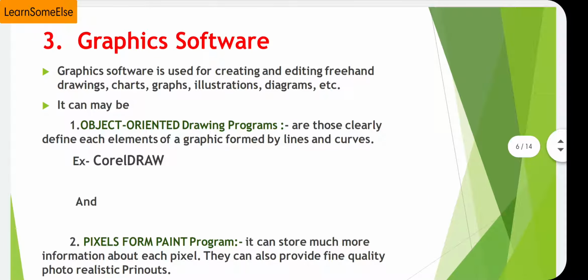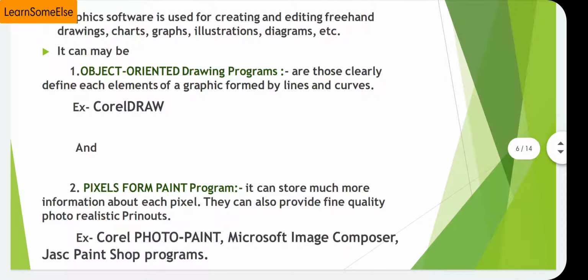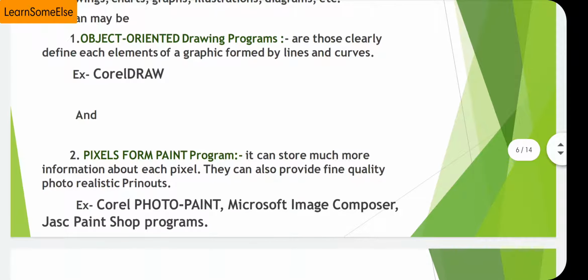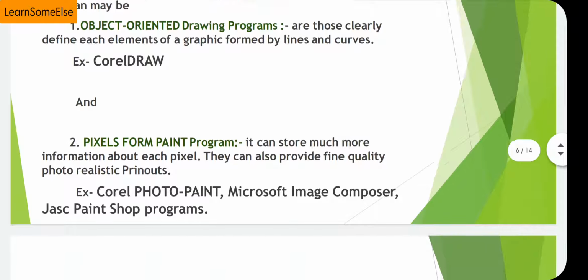Now third one is graphic software. Graphic software is used for creating and editing freehand drawings, charts, graphs, illustration, diagrams, etc. It can maybe object-oriented drawing programs, those clearly define each elements of graphic form by lines and curves. Example is Corel Draw. And second one is pixel form paint program. It can store much more information about each pixel. They can also provide fine quality photo realistic printouts. Example is Corel Photo Paint, Microsoft Image Composer, Jasc Paint Shop programs.